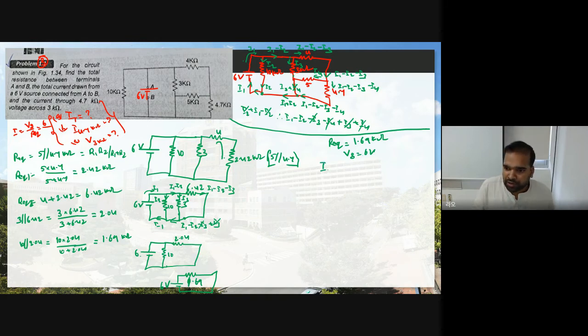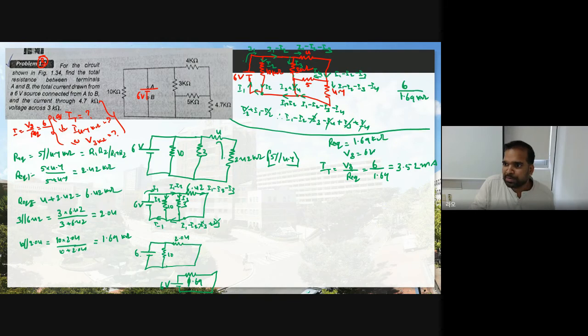Now how to find the total current? IT equals Vs divided by the final R equivalent. So here it is 6 by 1.69. Therefore IT equals 3.52 milliampere. Why milliampere? Because 6 by 1.69 kilo, where kilo means 10 power 3.